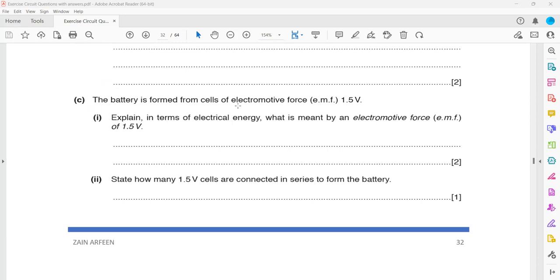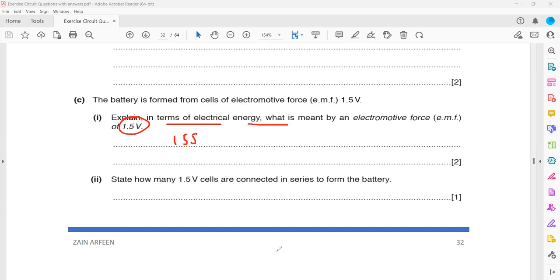The battery is formed from a cell with an EMF of 1.5. Explain in terms of electrical energy what is meant by EMF. You have to learn this definition of electromotive force, EMF. When we say it's 1.5 volt, it means it is 1.5 joules of electrical energy.